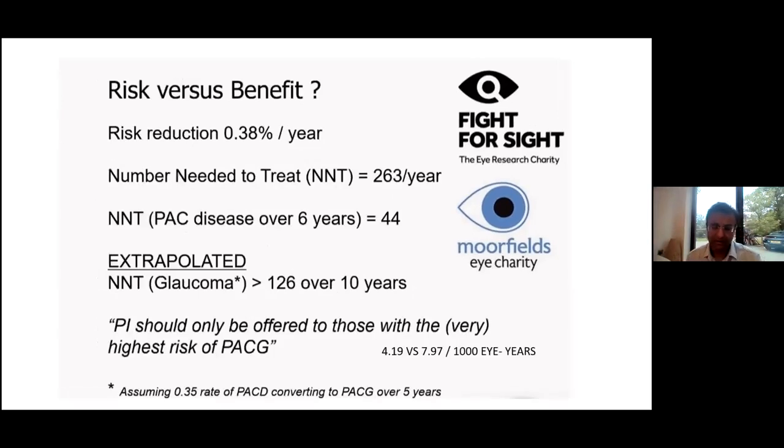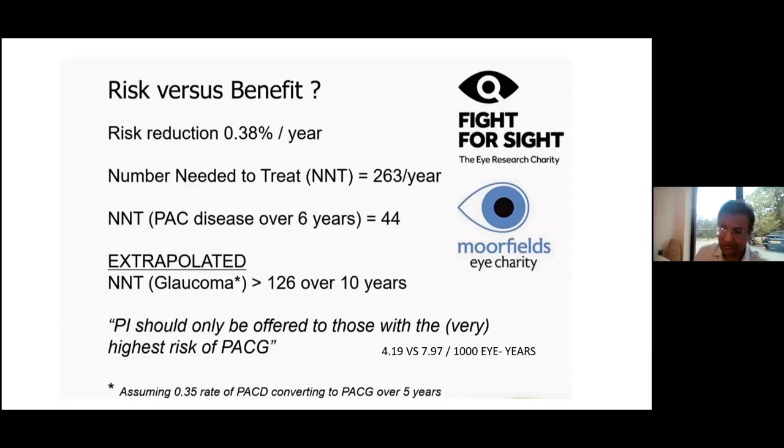Then they tried to find the risk versus benefit, and they found that the number needed to treat to cause a benefit to a single patient is very, very high. You have to treat about 263 patients in a year to find a benefit to a single patient. So this meant that though there is a statistically significant benefit of doing YAG PI over 6 years, very, very few patients benefit from it.